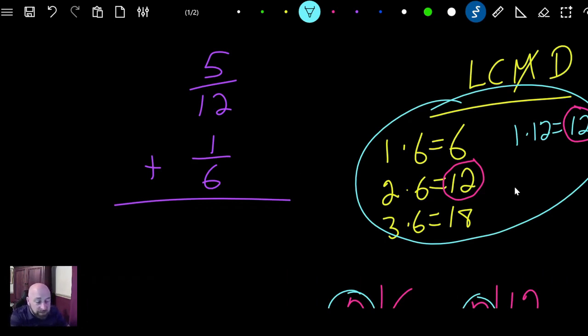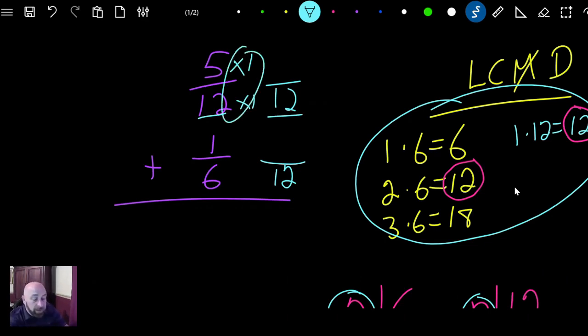Once you find the LCD, you're going to make new fractions that you're going to add together with a common denominator. So what we would do here is we'd say, okay, 12 times what gives me 12? Well, 12 times 1. So then you have to do the numerator because you have to keep the fractions the same. You can't change the fractions. And the way that we keep them the same is by multiplying them by the same thing. 5 times 1 is 5. So that fraction stays the same. Down here, we say 6 times 2 gives me 12. All right, and so we'd say 1 times 2 gives me 2.